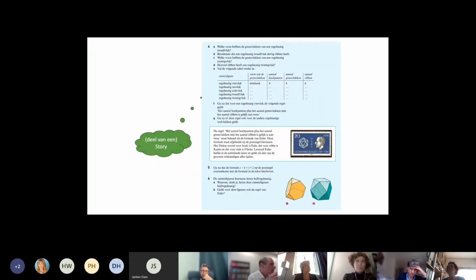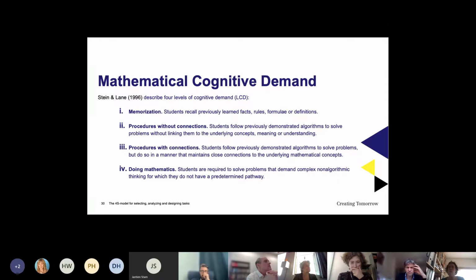Yeah, this is from Moderne Wiskunde, so another textbook series. And this is a story on Platonic solids, which also gets to the formula of Euler somewhere in the story. Okay, so that's for the formats.